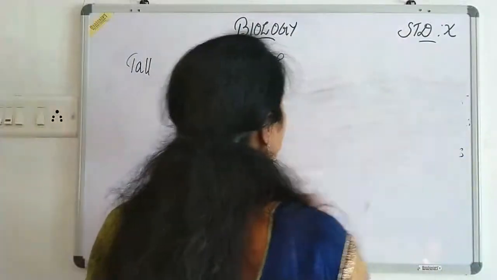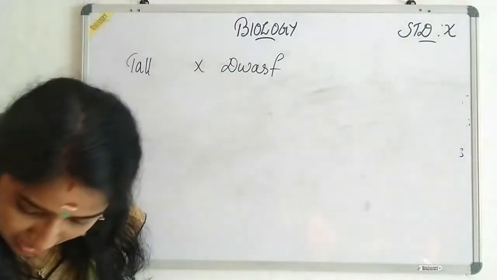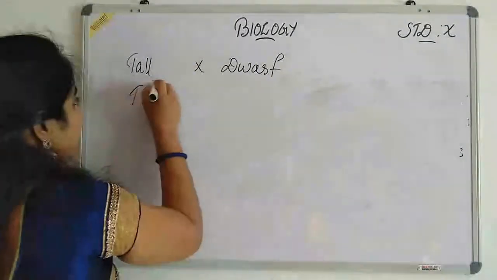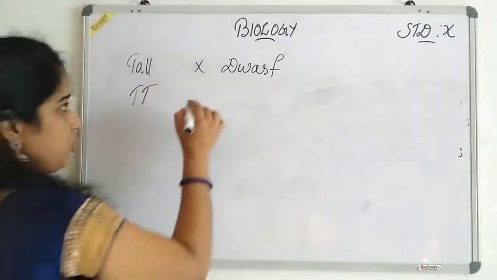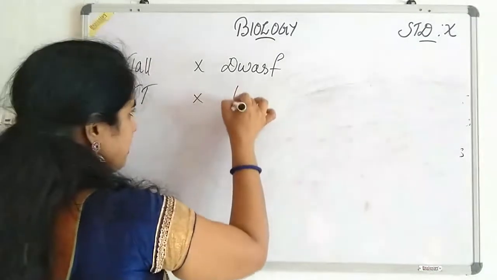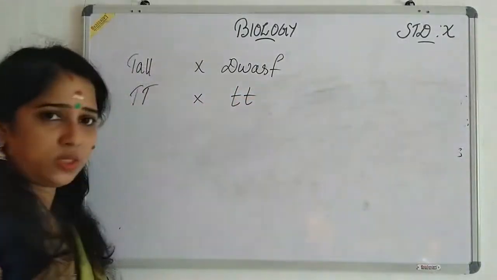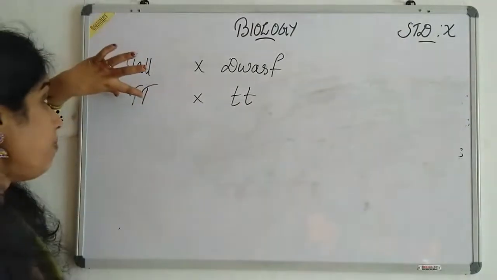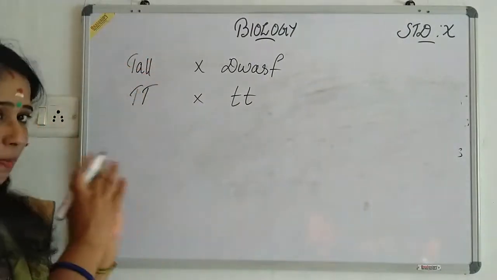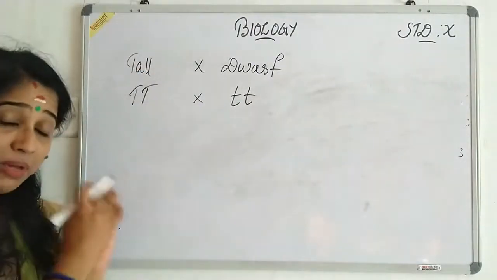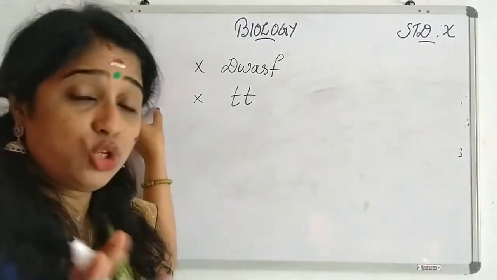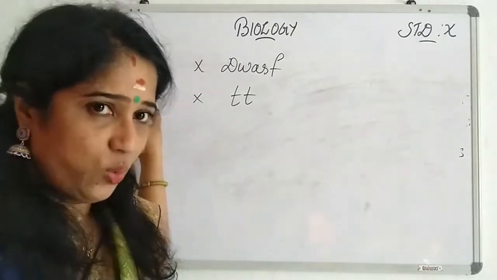In the first section, he should select the pure tall plant. And you know that pure tall plant is capital T, capital T. And what about dwarf? Very simple, small t, small t. So you know that this tall plant has these two genes, and they remain together for a long time. In a pea plant, for this tallness, two genes remain together.